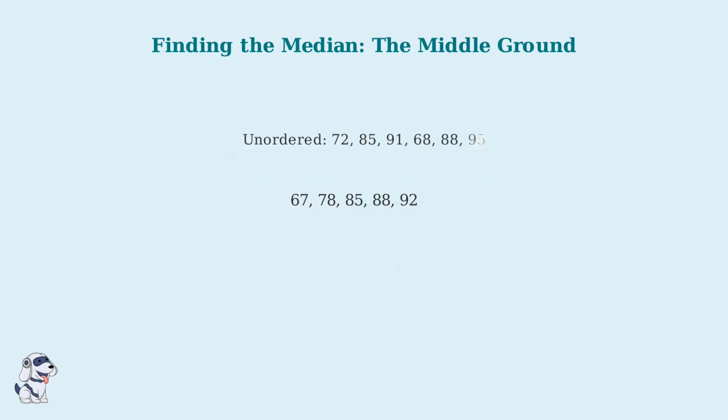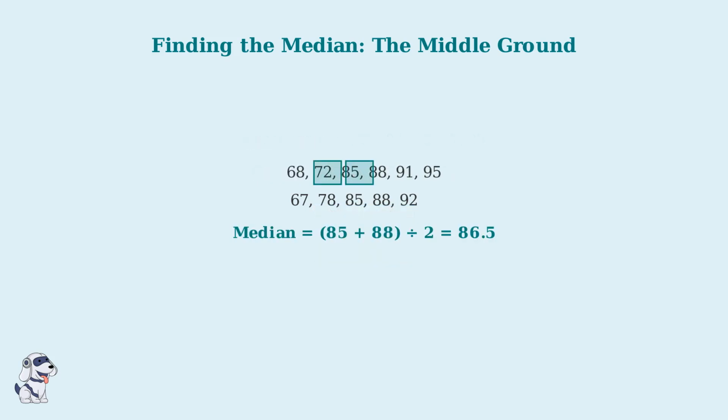Now let's examine what happens when we have an even number of data points. Consider these 6 test scores: 72, 85, 91, 68, 88, 95. For even-sized datasets, there's no single middle value. Instead, we take the average of the 2 middle values. With 6 values, the 2 middle positions are the third and fourth values, 85 and 88. The median is their average, (85 plus 88) divided by 2 equals 86.5.